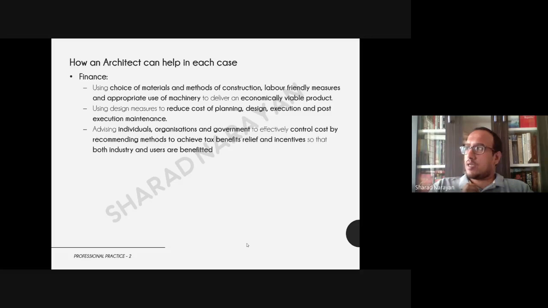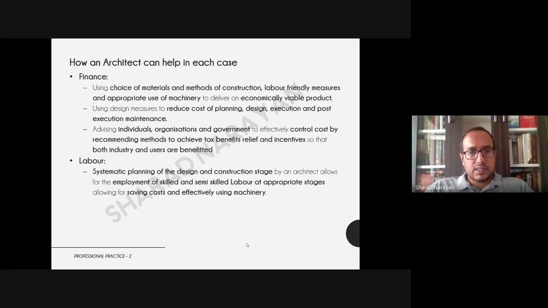So, this is basically the architect using his position as an advocate to advise individuals who come to him or her for the purpose of design, recommending methods to achieve tax benefits, reliefs, and incentives. So again, incentives are basically those things where you do something to achieve a discount in terms of tax, property tax, in terms of your loan repayment, and so on and so forth. Again, it is important that the architect is aware of these kinds of provisions which are there as a part of the system.